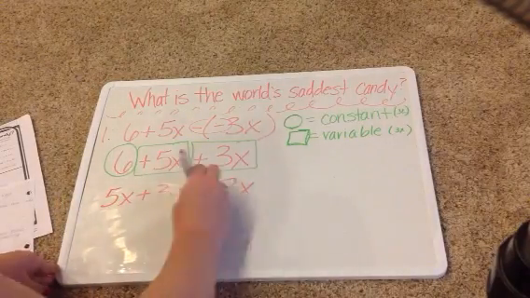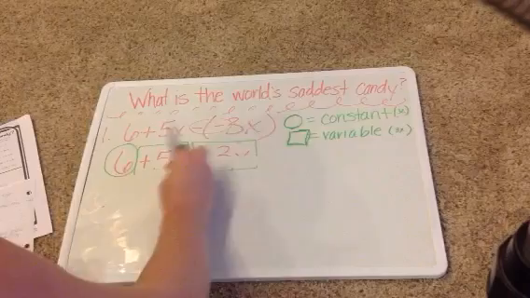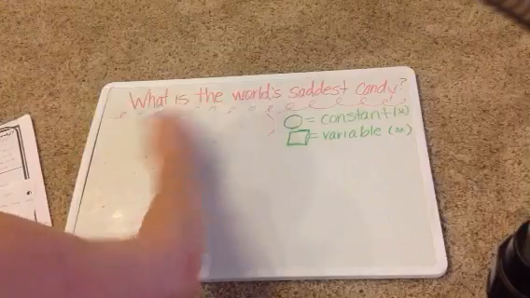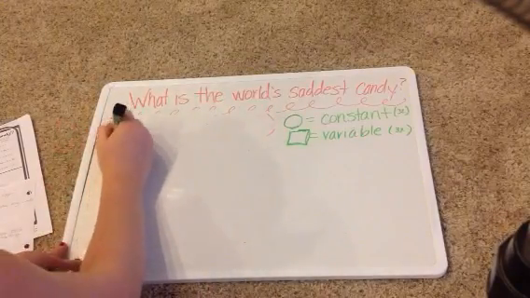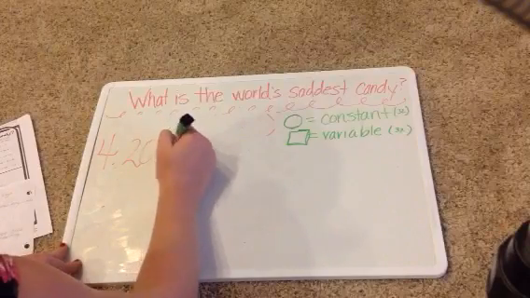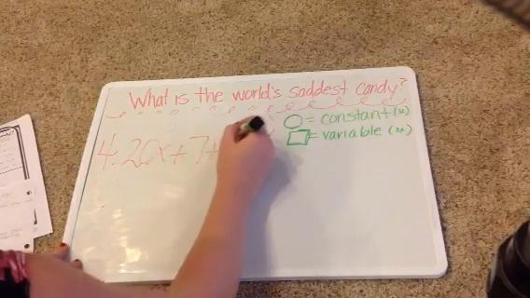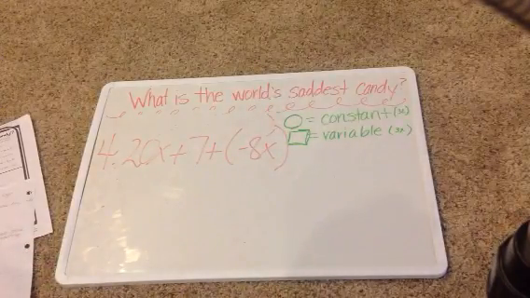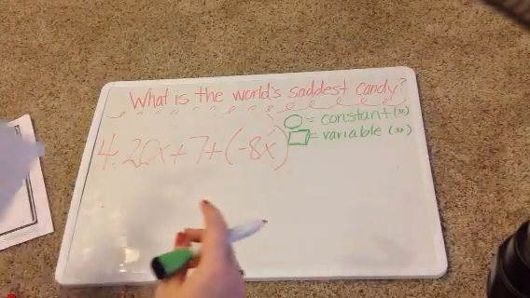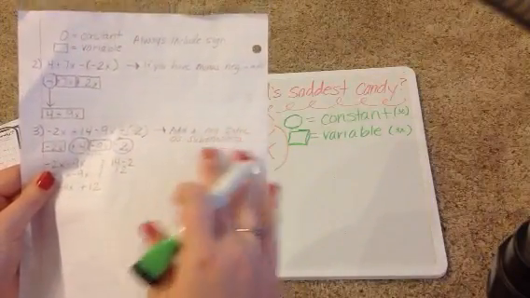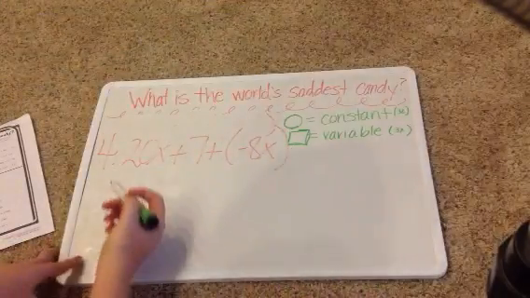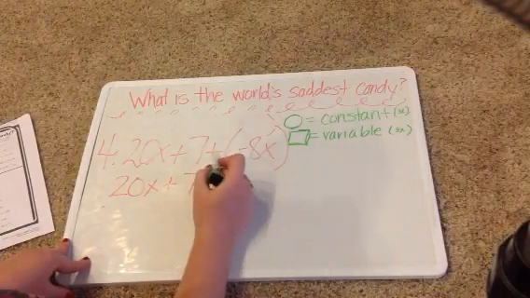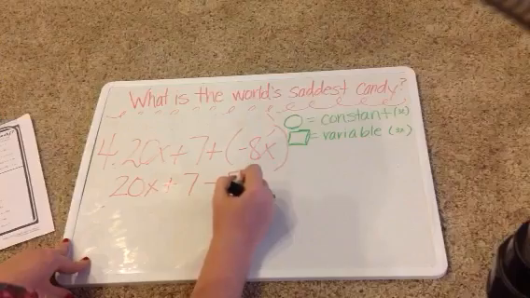Go ahead and pause or rewind if you didn't quite get all my steps. If you did, we're going to move on to number 4. Okay, 4 is going to say 20x plus 7 plus a -8x. So if we're adding a negative number, we're going to have a rule to follow. So adding a negative is the same as subtracting. So let's go ahead and rewrite that before we start. So we have 20x plus 7, and adding the negative is the same as subtracting, so minus an 8x.